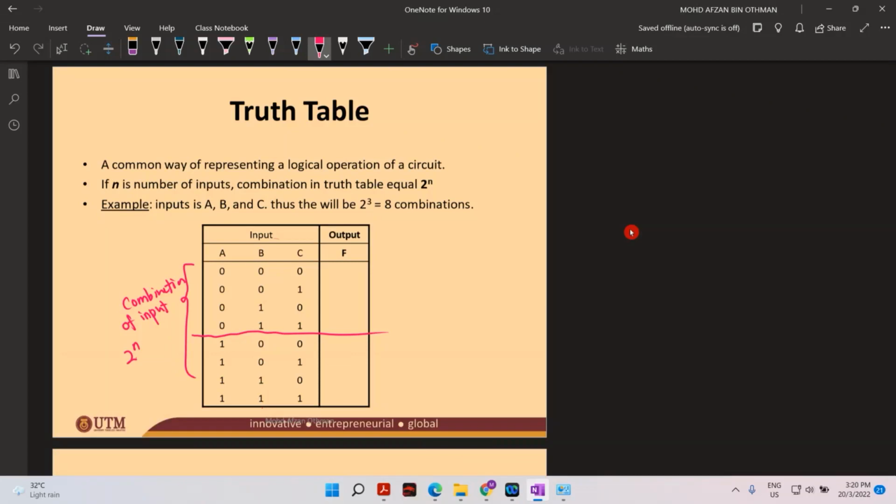Okay, and then untuk output parts, outputs ni kita jangan isi dulu sebabnya the output here will reflect our Boolean expression ataupun kita punya logic circuit. The output ni akan kita derive based on the Boolean expression. Okay, so far okay ya, truth table ni.